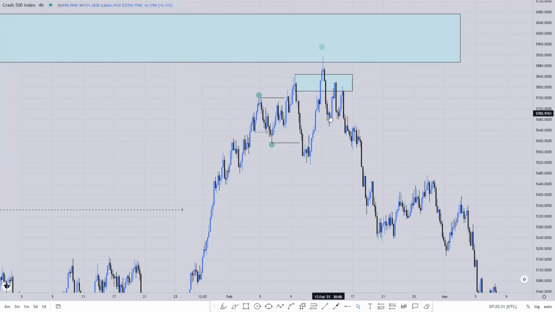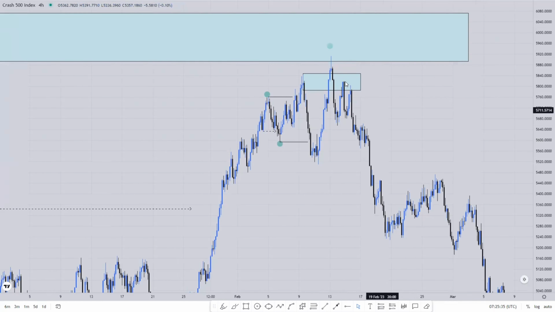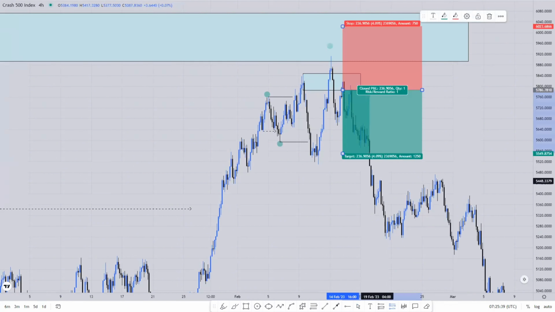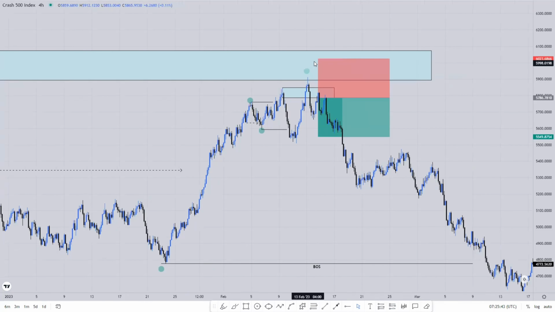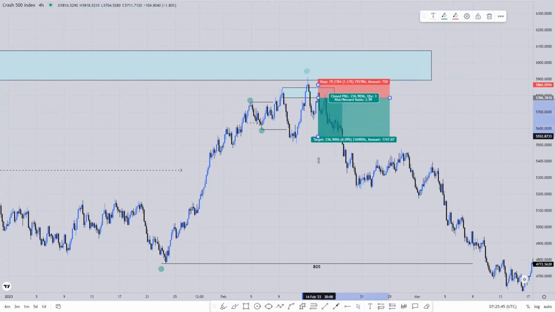Then after coming back inside, you also wait for them to come back into the zone and give you rejections like that. Once they come back into the region and give you rejections, you enter your sells there, and notice where your major target is. Your major target is way, way below down there. That's how you can maximize on these sells.